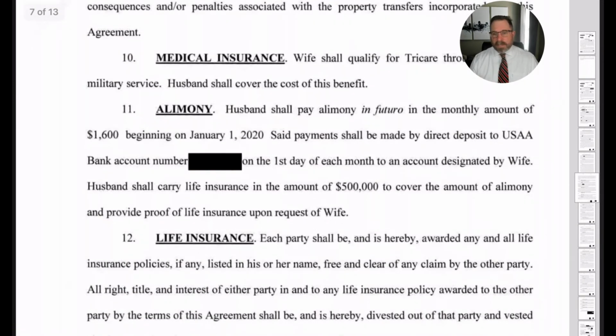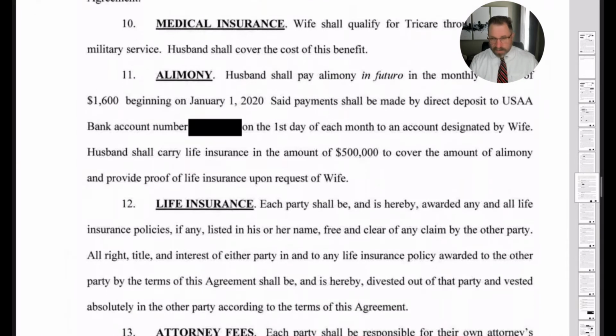Medical insurance, in this case, because of the husband's military benefits, the wife was going to be able to stay on his medical insurance even after the divorce. Most of the time, that's not true. If you live and work in the private sector, then you will not be able to provide health insurance benefits to your spouse after the divorce, nor will the other side be able to get them except through COBRA. And I've never seen a COBRA policy that was affordable or cheaper than getting back out on the market and finding it in the private market.